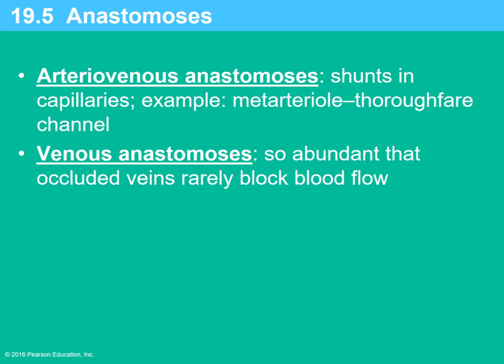Arteriovenous anastomosis are shunts in the capillaries, where once again you have all of these various side roads, all the branches that are occurring, so that if one of those small true capillaries gets plugged, you're still getting, once again, blood flow. In the veins, it's very abundant, so that if you have a blocked vein, usually that's not going to totally block.